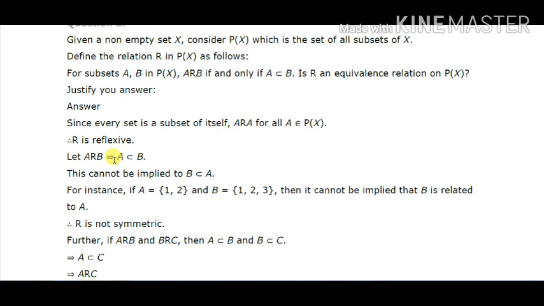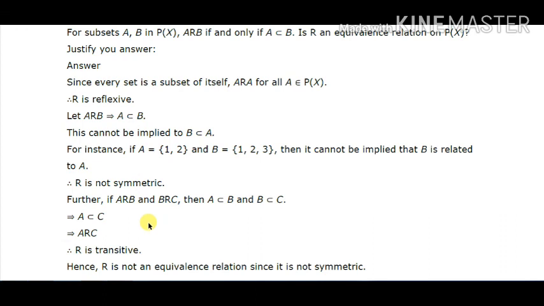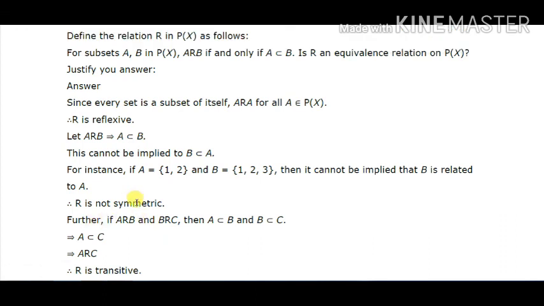Now if A is a subset of B, then B may not be a subset of A. For example, if we take set A as {1, 2} and set B as {1, 2, 3}, then here A is a subset of B, but B is not a subset of A. It means it is not possible that B is also a subset of A. So R is not symmetric. Now since R is not symmetric, we can write that this relation is not an equivalence relation.